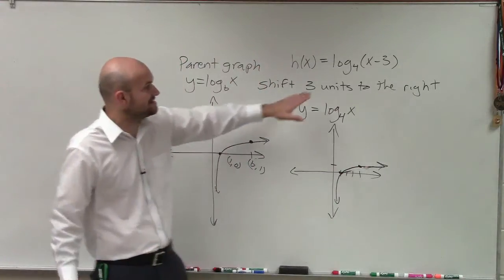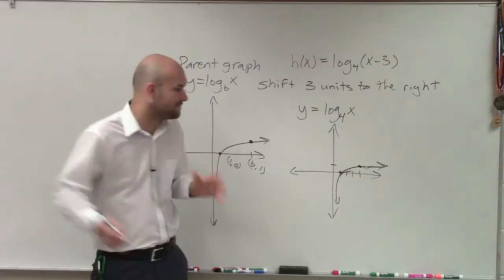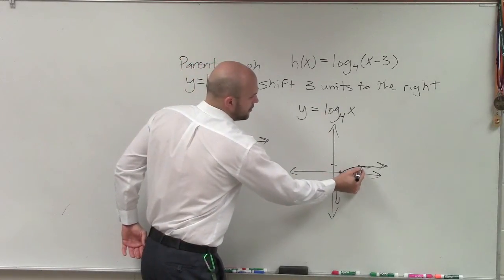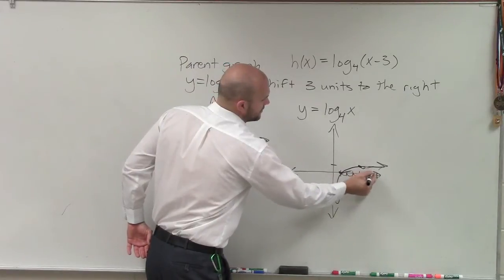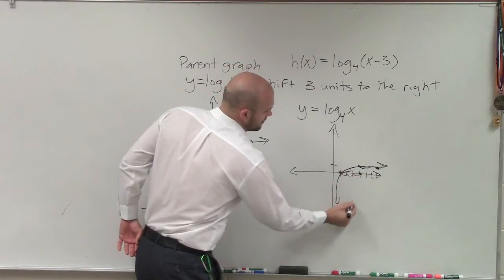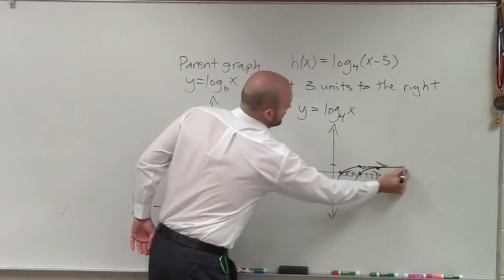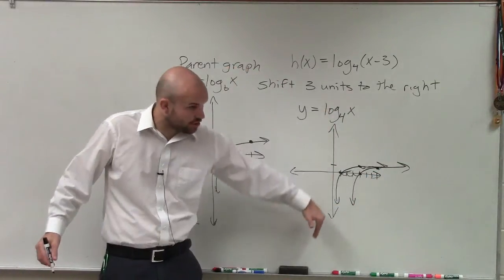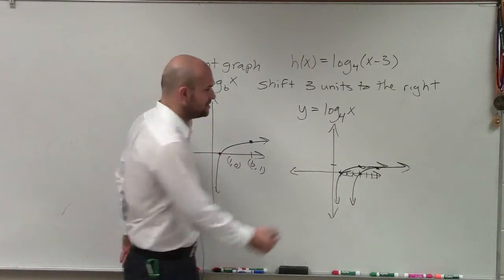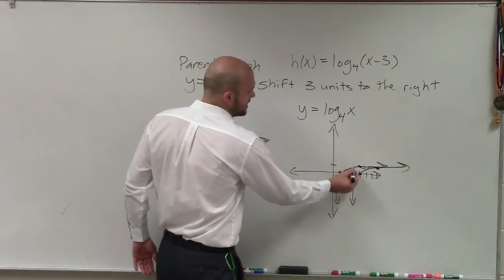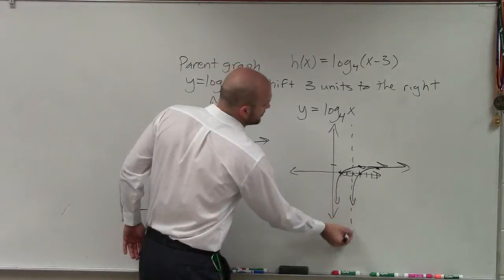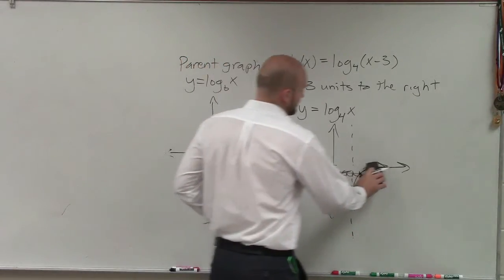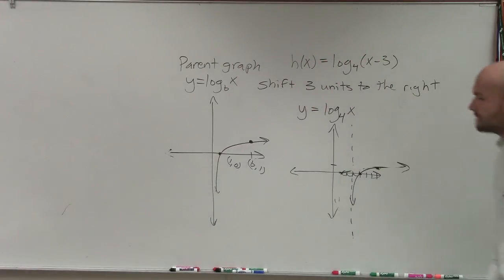And then all it says is to shift the graph 3 units to the right. So you take these points and go 1, 2, 3. And that's what the graph looks like. All right? Now notice also, remember, there's an asymptote at x equals 0. So if I shift that asymptote 3 units to the right, I have a new asymptote at x equals 3. And then I can simply erase my parent graph. And that's what your graph should look like.